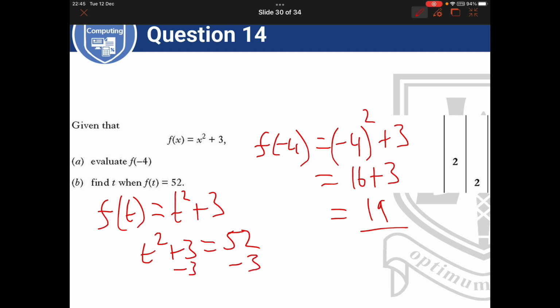Take away 3 from both sides. Gives me t squared is equal to 49. And then square root of both sides will give you t. The square root of 49, which we know is 7. So it must be 7 that goes into that function to produce the value of 52. Okay, so a bit of backwards working with functions. And a wee trick there in that we swapped a letter. But nice and straightforward.